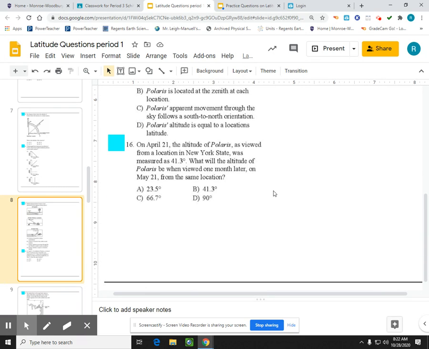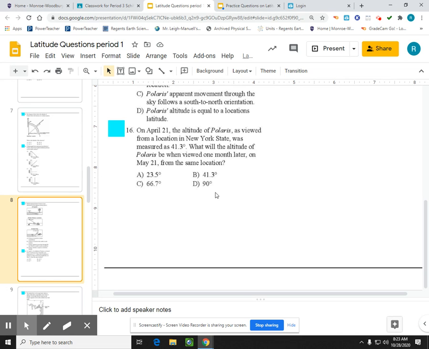On April 21st, the altitude of Polaris, as viewed from a location in New York State, was measured at 41.3 degrees. What will be the altitude of Polaris when viewed 1 month later on May 21st at the same location? It will still be 41.3 degrees. The angle of Polaris doesn't change unless you change your latitude.